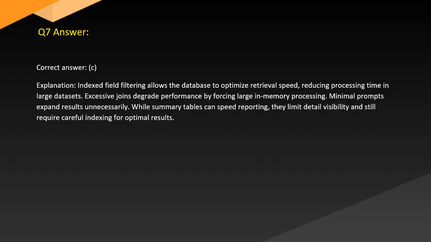Answer. Correct answer: C. Explanation. Indexed field filtering allows the database to optimize retrieval speed, reducing processing time in large datasets. Excessive joins degrade performance by forcing large in-memory processing. Minimal prompts expand results unnecessarily. While summary tables can speed reporting, they limit detail visibility and still require careful indexing for optimal results.